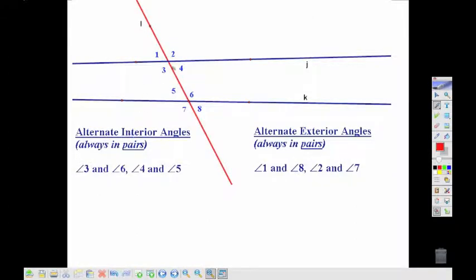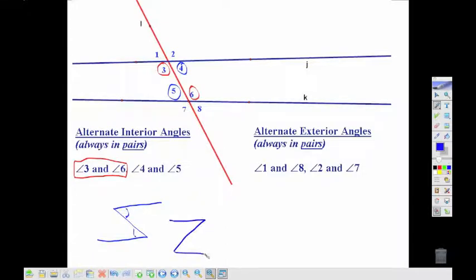Now the special pairs are the alternate interior angles, so we're looking on the inside. So for example, 3 and 6 are on the inside. They're a pair. They are on alternate sides of the transversal, and they're on the interior of the parallel lines. For the same reason, we could have 5 and 4. They're on the inside, the interior of our parallel lines, and they're on alternate sides. Now notice the basic picture of this between these two angles is like either an S or a Z shape when we have alternate interior angles.